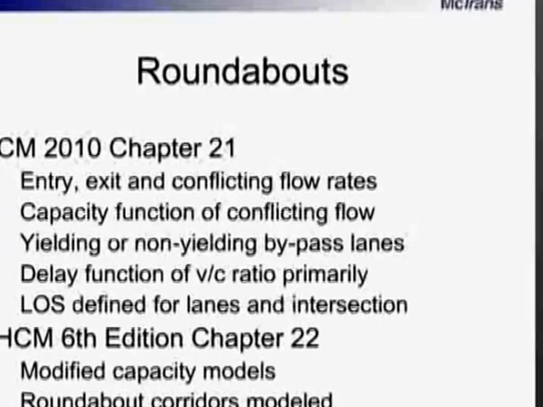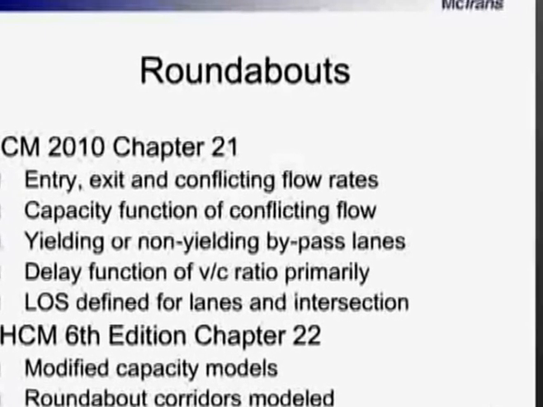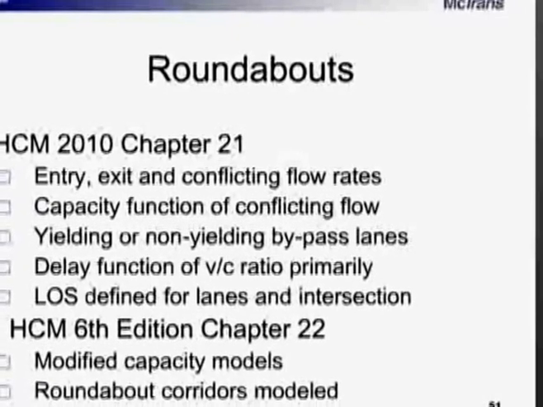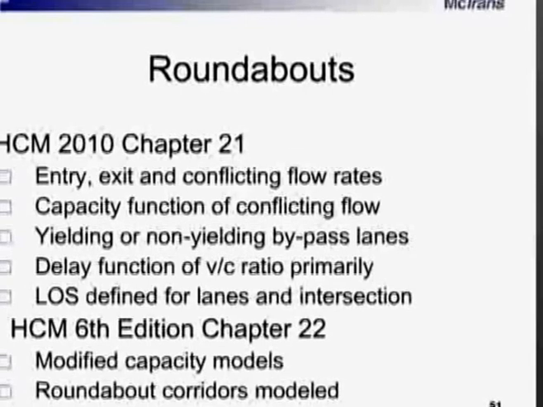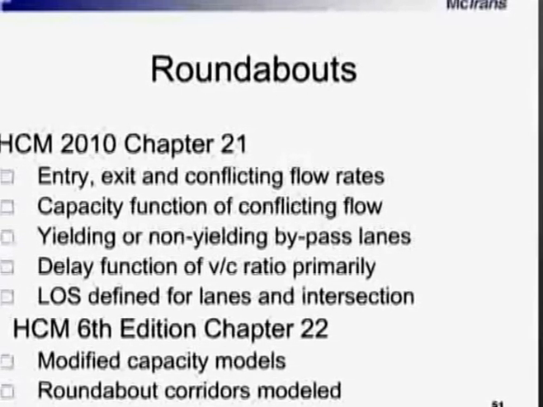Roundabouts. Again, in 2010, this was changed dramatically. For the first time, delay and level of service: single-lane roundabouts, 2-lane roundabouts, single-lane and 2-lane approaches, yielding and non-yielding bypass lanes. Delay and level of service, a big advance in the roundabout world for the manual in 2010. What happens in the 6th edition are modified capacity models and roundabout corridors being modeled.